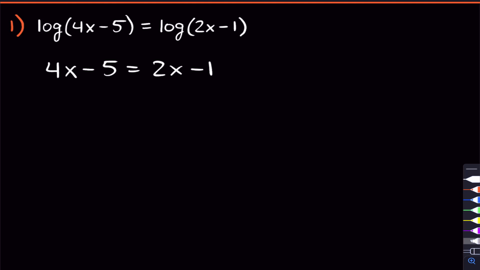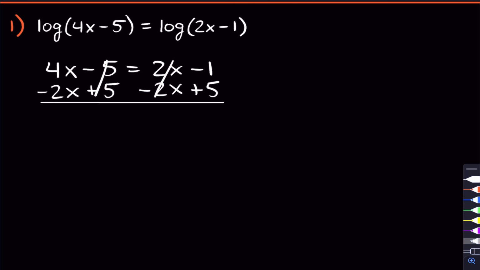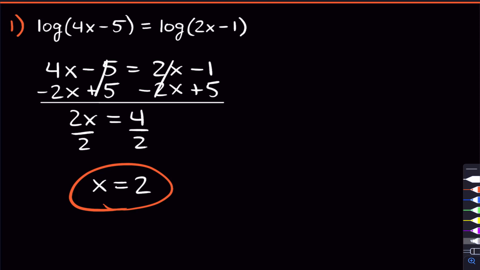And so what we can do from here is just solve for x. Let's start by subtracting 2x on both sides. That'll get all my x's to the left-hand side. And if I'm getting all my x's to the left-hand side, I want to get all my non-x's to the right-hand side, so this negative 5 has got to go, and we can add it on both sides. On the left, we get 4x minus 2x, that's 2x. On the right, we get negative 1 plus 5, that's 4. Then dividing by 2 on both sides, you can see that x is equal to 2. So that's our first log equation already done.